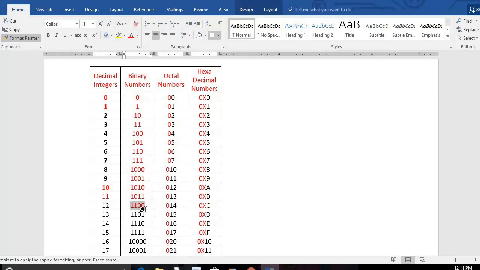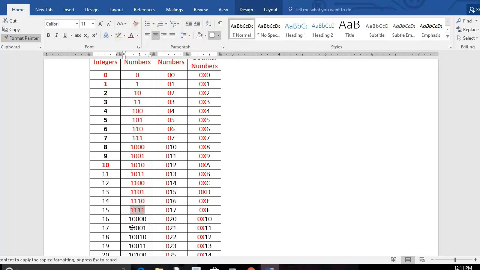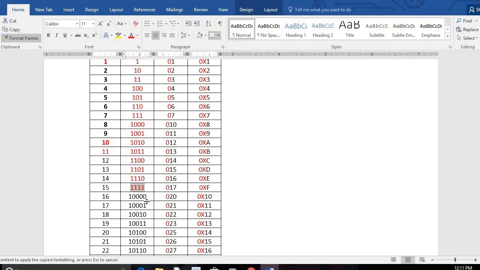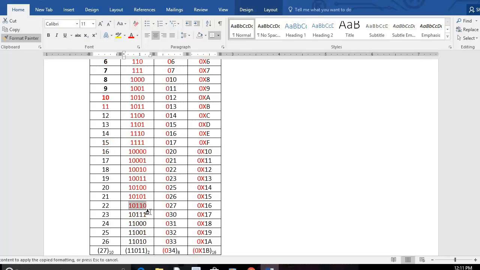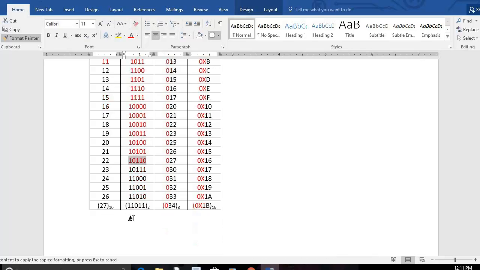Then after 1100, 1101, 1110, 1111. Afterwards, don't take up to 9999. Take directly 10000. After 10000, 10001, then 10010, then 10011, next 10100, 10101, 10110, next 10111, 11000. I hope there is no end for this number system also.